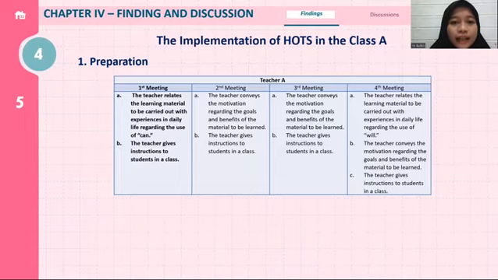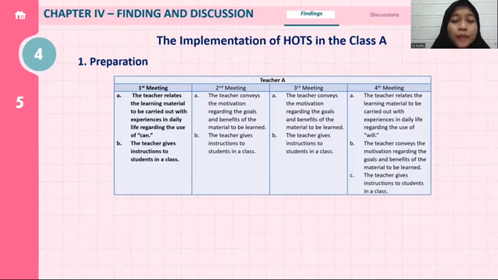Next, the implementation of HOTS in class A. First is the preparation of HOTS in class A. Based on the table on the screen, the preparation of HOTS in class A was done well, where there's good communication between teacher and students. The English teacher always gives opinions and motivation for the subject matter to be taught. The teacher also gives instructions about the goals and the benefits.